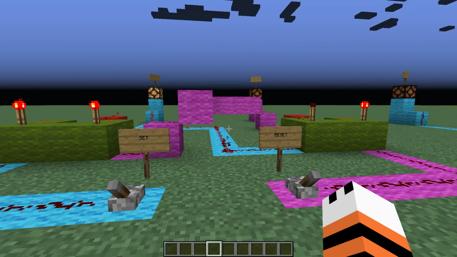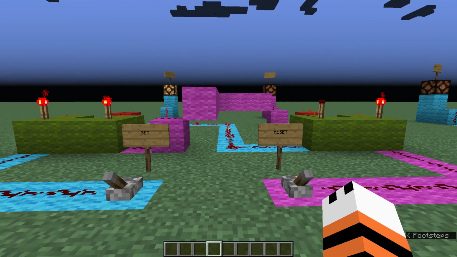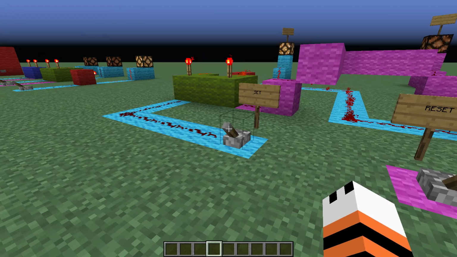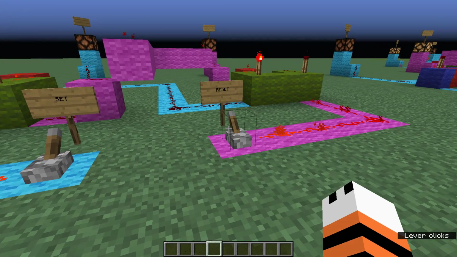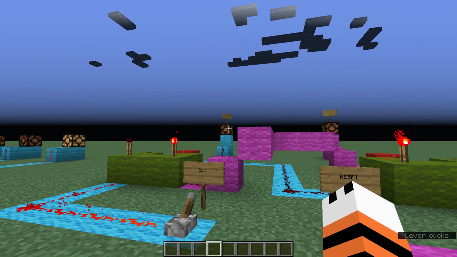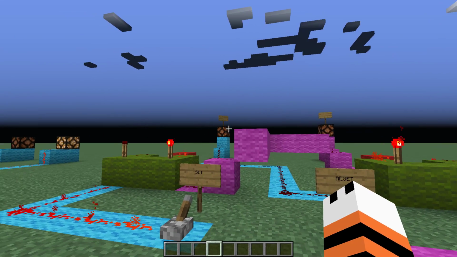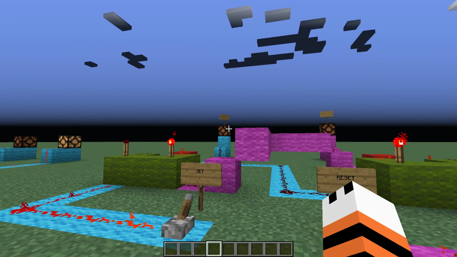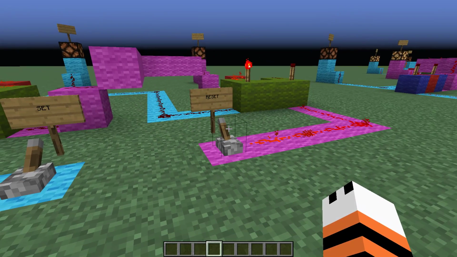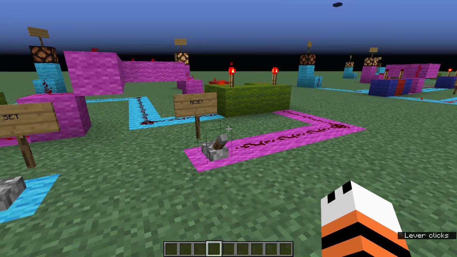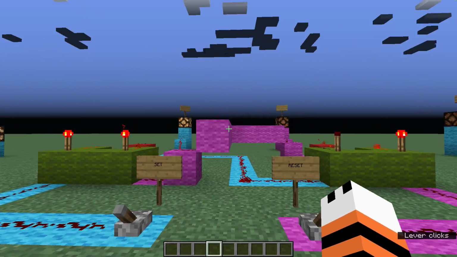A word of caution about this, though: when both inputs are on, both outputs, Q and Q bar, will be off. And you don't want that in a computer system because it can potentially do bad things to your system. So let's reset this. There we go.